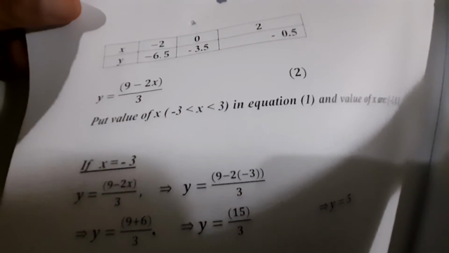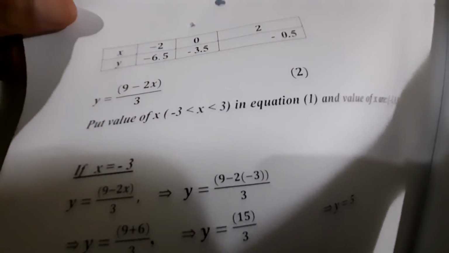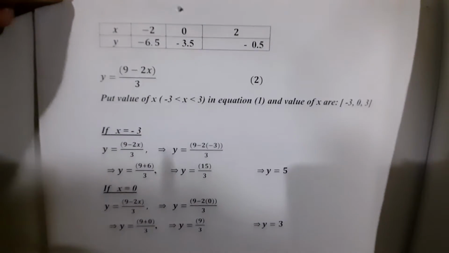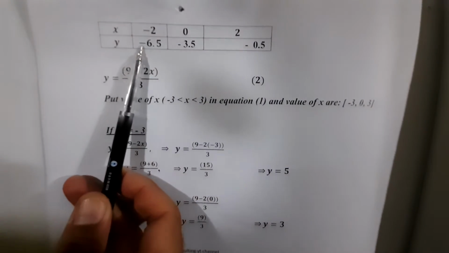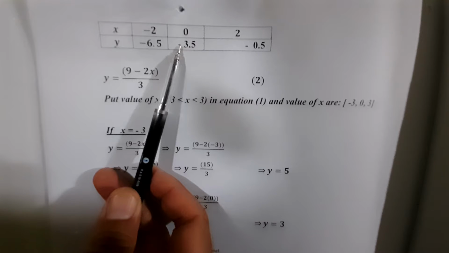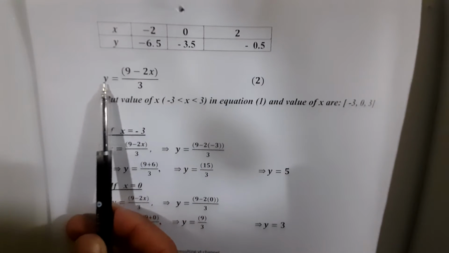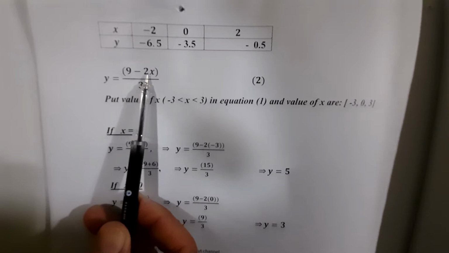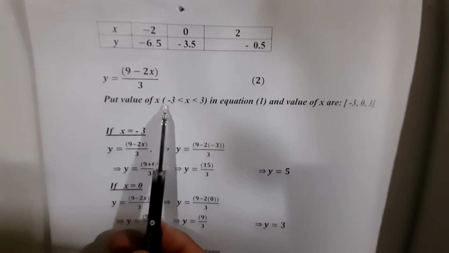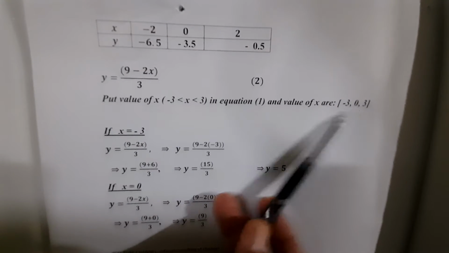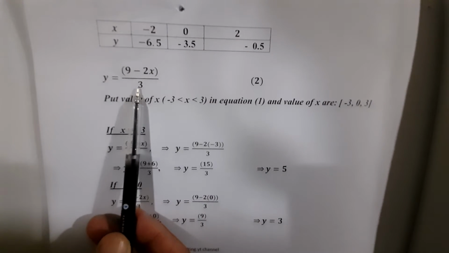Now we'll be completing our table. When x was minus 2, y was minus 6.5, x was 0, y was minus 3.5, x was 2, y was minus 0.5. Second equation, y is equal to 9 minus 2x divided by 3. We will be using the values of x as minus 3, 0 and 3, because in the denominator we are having 3.